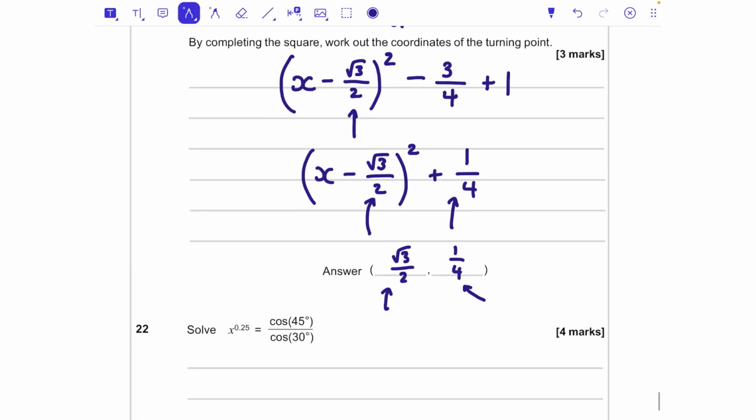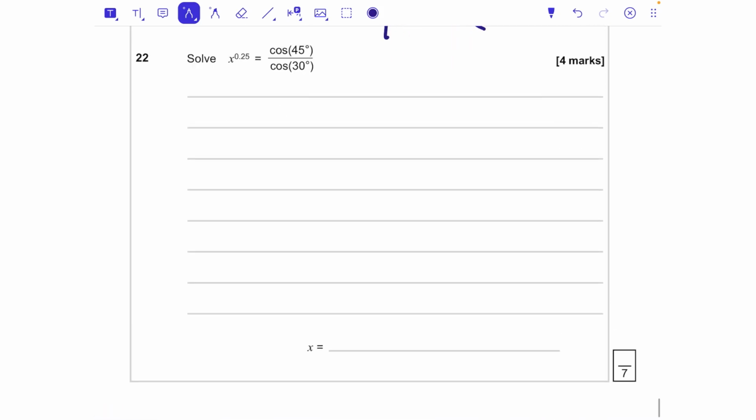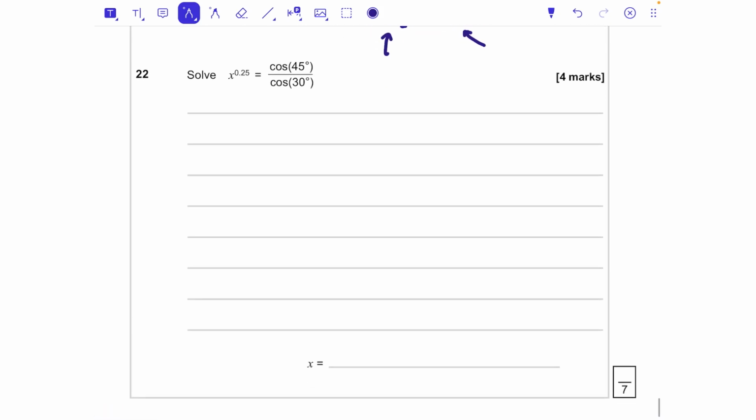Okay, question 22, and I think this is the last one. x to the power of 0.25. So I'm going to straight away write that as x to the power of a quarter because I would rather have my indice as a fraction, is cos 45 over cos 30.